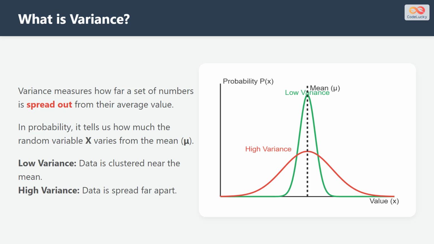So what exactly is variance? Simply put, it measures spread. It tells us how far our data points are scattered around the average. If the variance is low, the outcomes are clustered tightly near the mean. If the variance is high, the outcomes are spread far apart, meaning the results are more unpredictable.